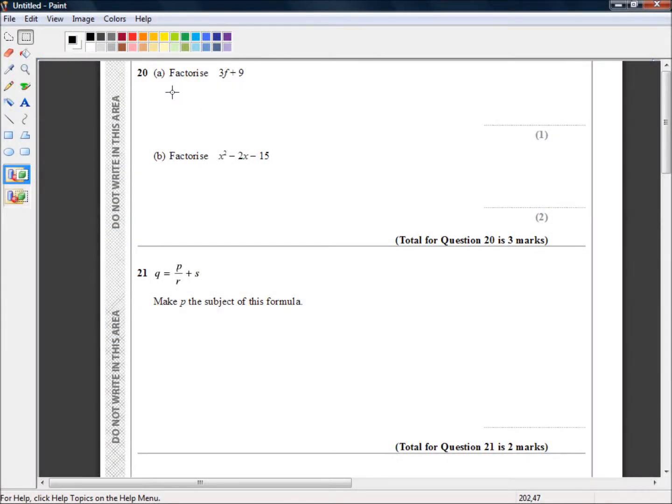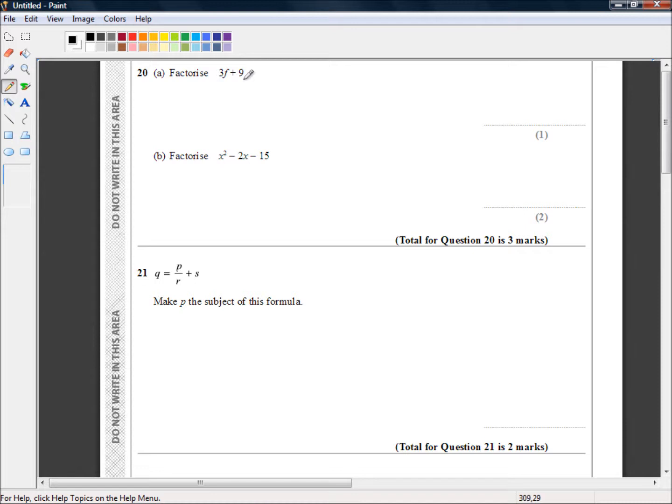This is grades, the ones that go grades 9 through 1. This is the second paper in the foundation tier entitled 1MA1/2F. It is a calculator paper and we're picking up in question 20. Part A says factorise 3F plus 9.